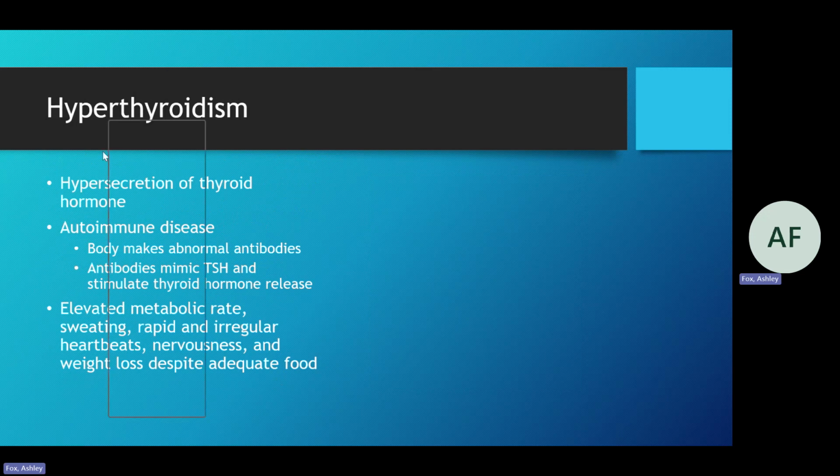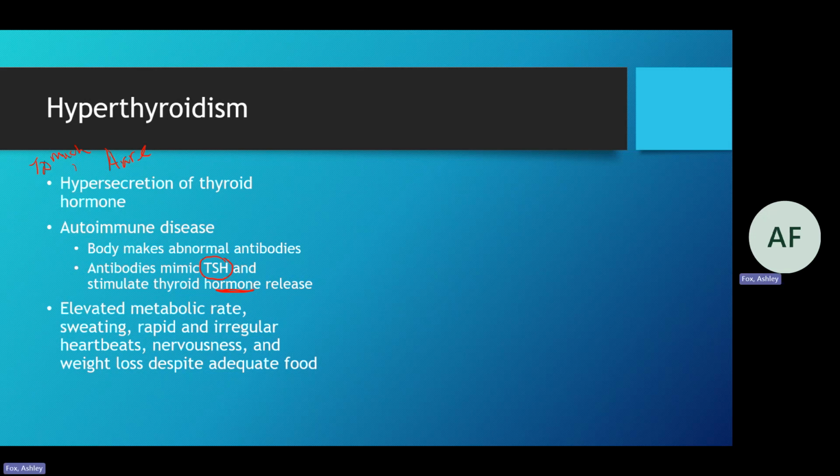Hyperthyroidism is the hare kind of version. Everything's increased a lot. So it's too much T4 or T3, too much thyroid hormone. This can also be an autoimmune disease. What happens is the body actually makes antibodies that are weird or abnormal. These antibodies act as if they're TSH and actually stimulate thyroid hormone release, even though they're not actually TSH. It's not coming from the anterior pituitary. It's just close enough that it mimics TSH.